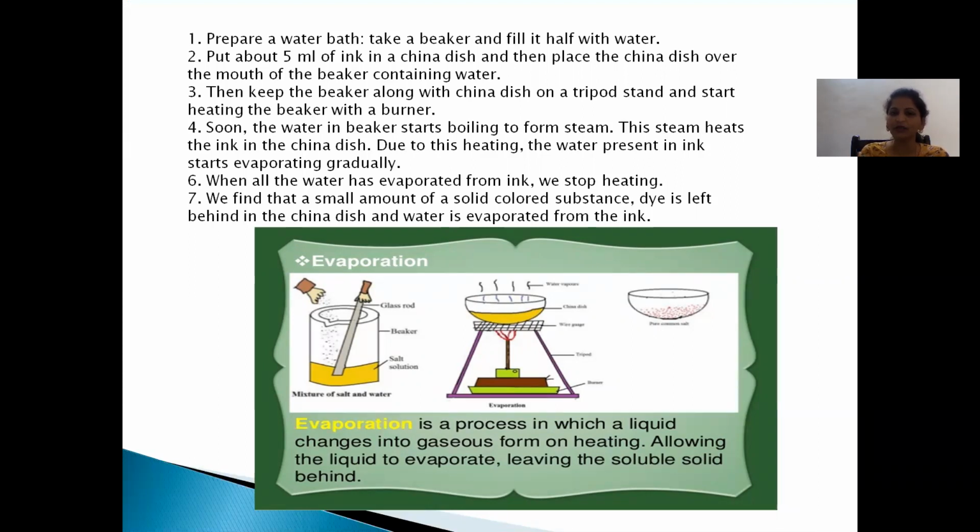Due to the heating, the water present in the ink starts evaporating gradually. When all the water has evaporated from the ink, we stop heating. We find that a small amount of solid colored substance, the dye, is left behind in the china dish, and the water has evaporated from the ink. So for this process, we are using evaporation. What is evaporation? Evaporation is a process in which a liquid changes into gas on heating. So this is a technique to separate the dye. From the dye, there are many colors. This is a technique to separate the many components from the dye.